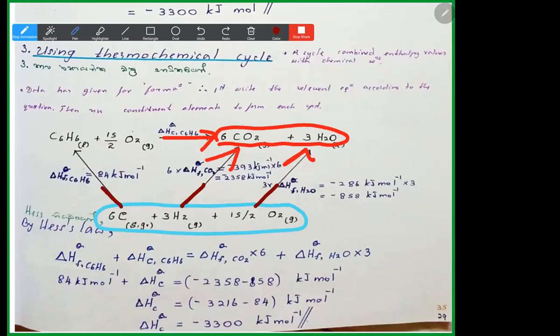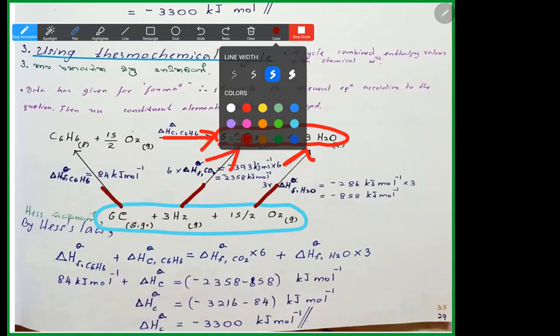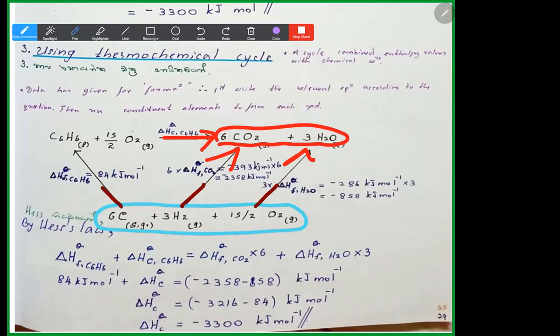Okay, so now we know the initial and final. Now we need two different paths. One path going from constituent elements to benzene and benzene to CO2 and H2O. The other path directly from constituent elements to CO2 and H2O. So we have two different paths.